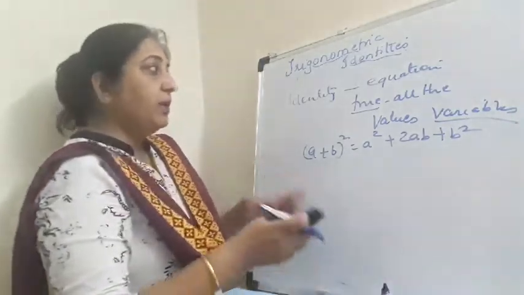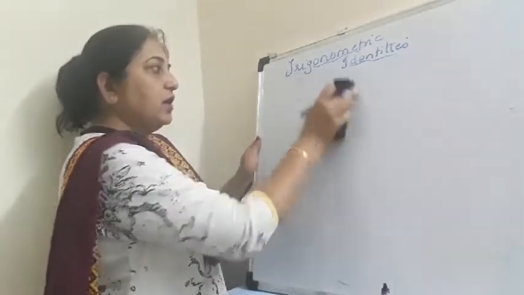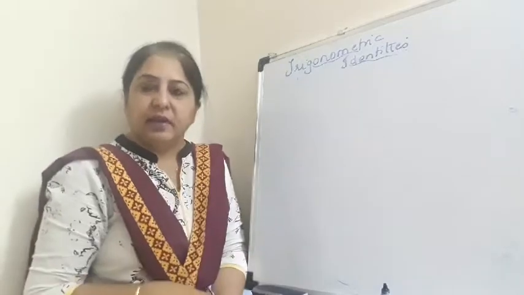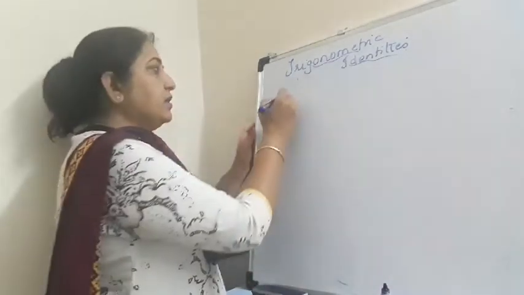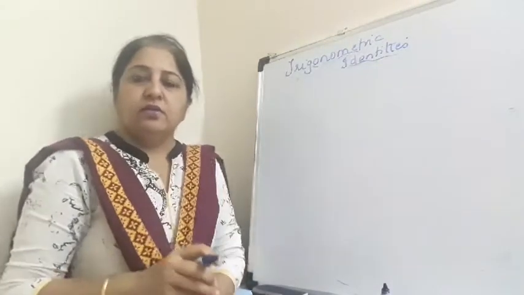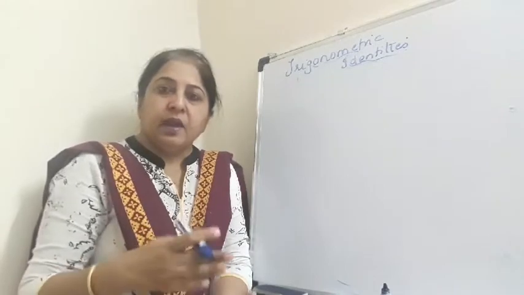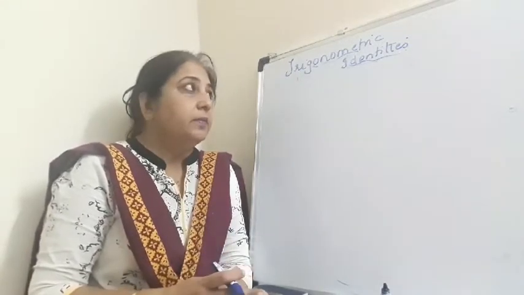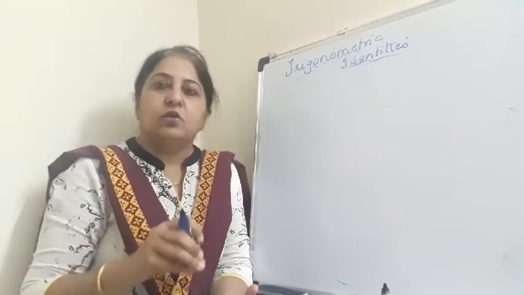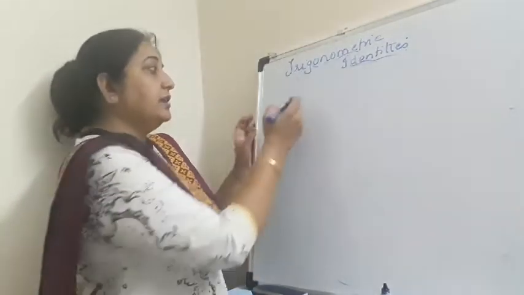Now what is a trigonometric identity? An equation which involves trigonometric ratios is called a trigonometric identity, right? I repeat, what is a trigonometric identity? An identity which involves the trigonometric ratios along with the angle, that equation or that combination is called a trigonometric identity, right? Now there are total three trigonometric identities.